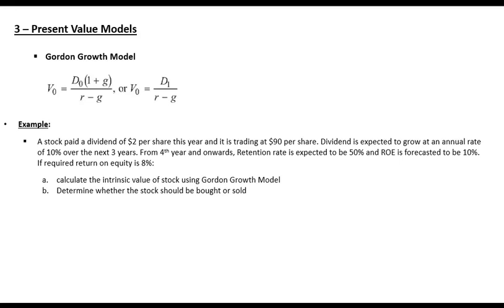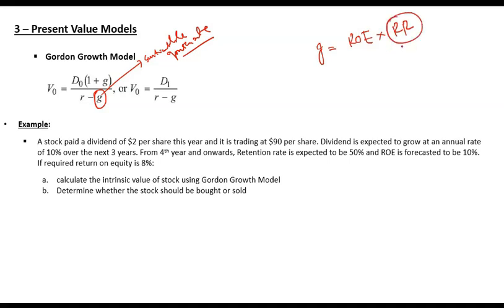Before you go on with this question, another key concept to remember with respect to valuation and the Gordon growth model is that this g is the sustainable growth rate. One way of calculating it is the formula ROE times retention ratio. Retention ratio is 1 minus payout ratio. For example, if a company pays 60% as dividend, 40% would be the retention rate. ROE is the return on equity.